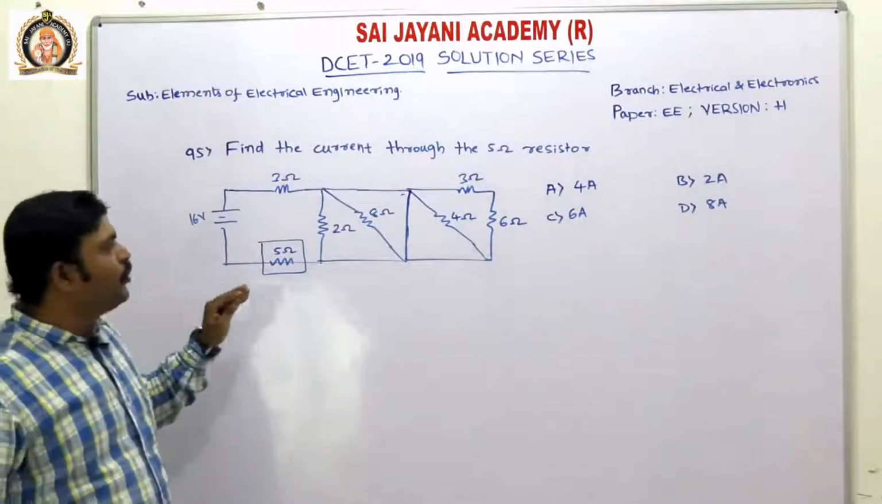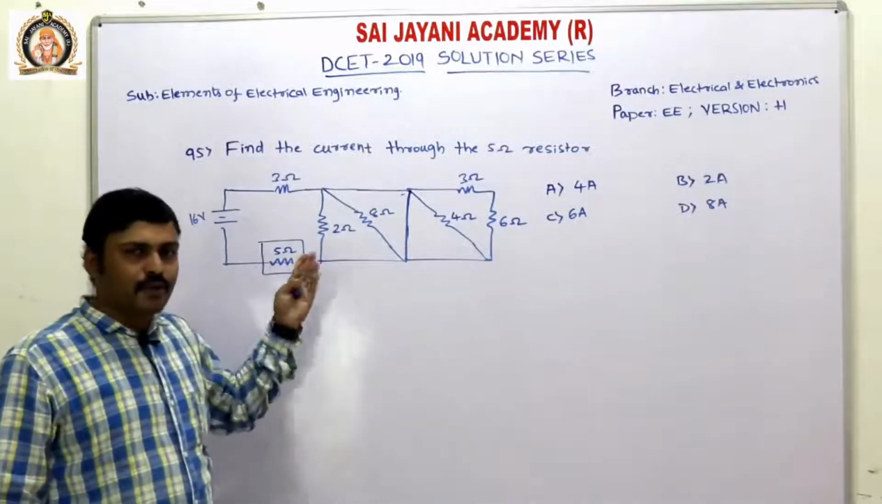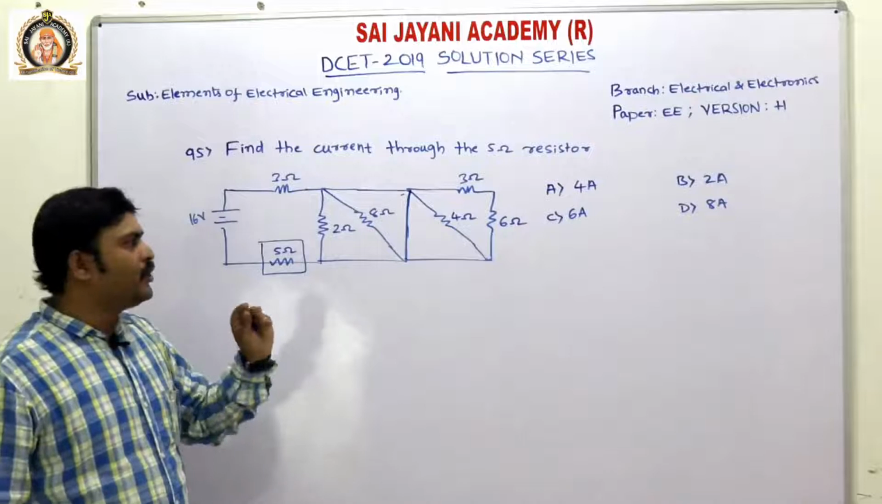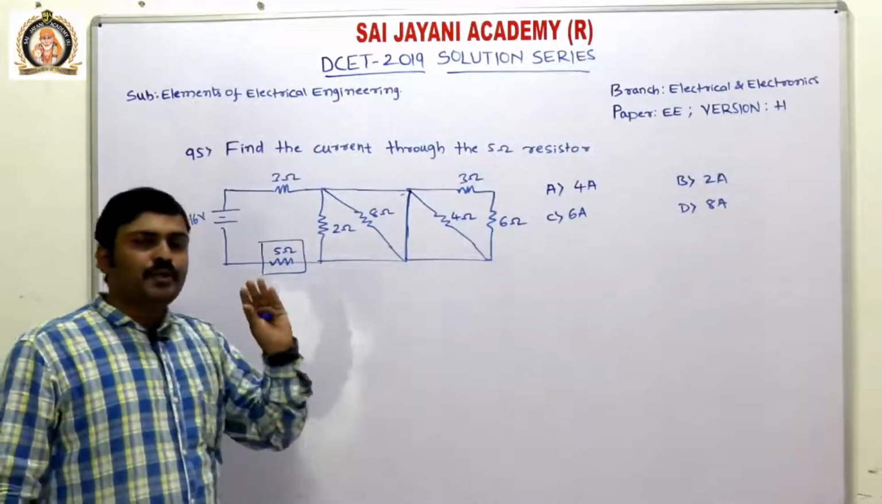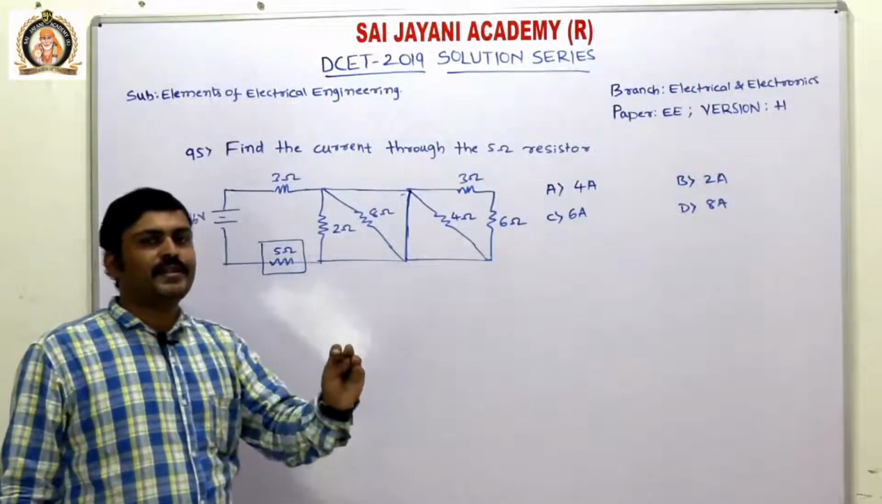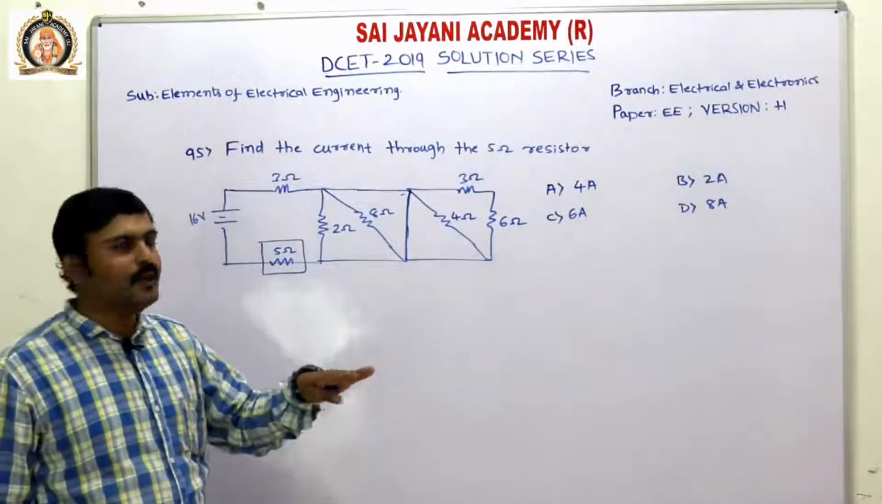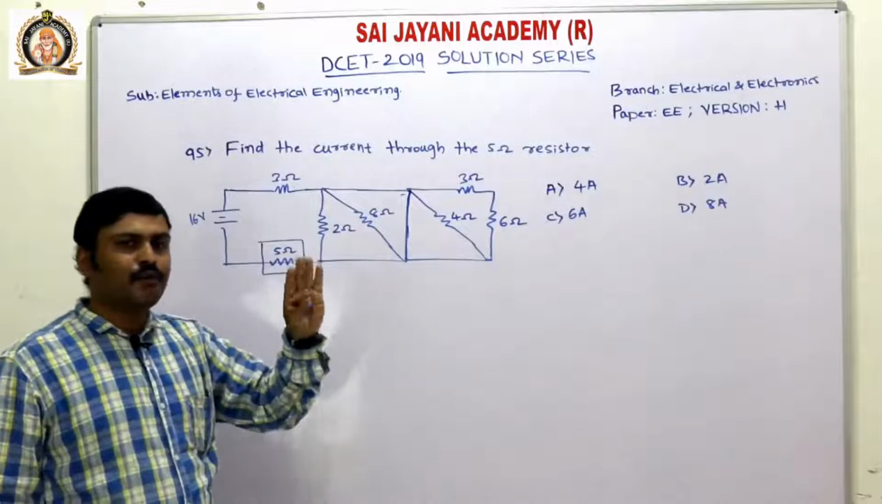For solving any circuit we need to check for a short circuit first, because current chooses the lowest resistance path. Where there is a short circuit, current flows there. If a resistor is there, it won't flow there.